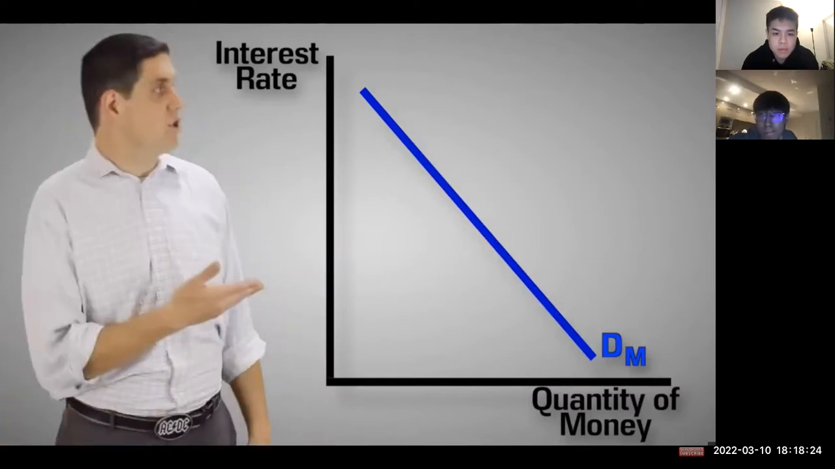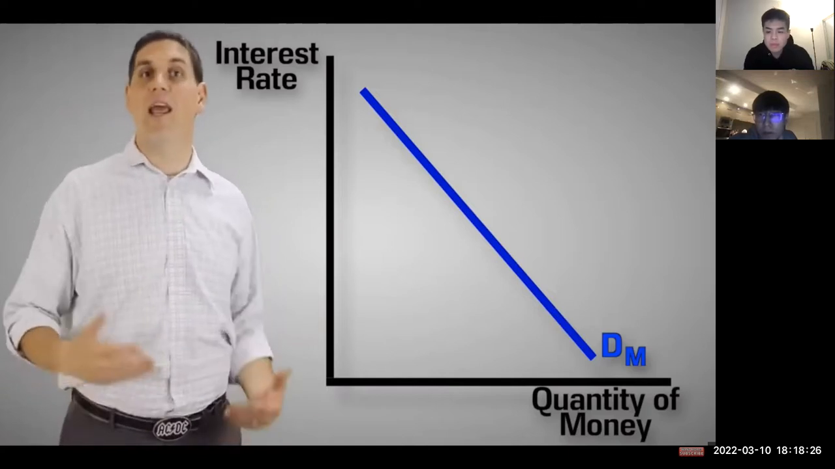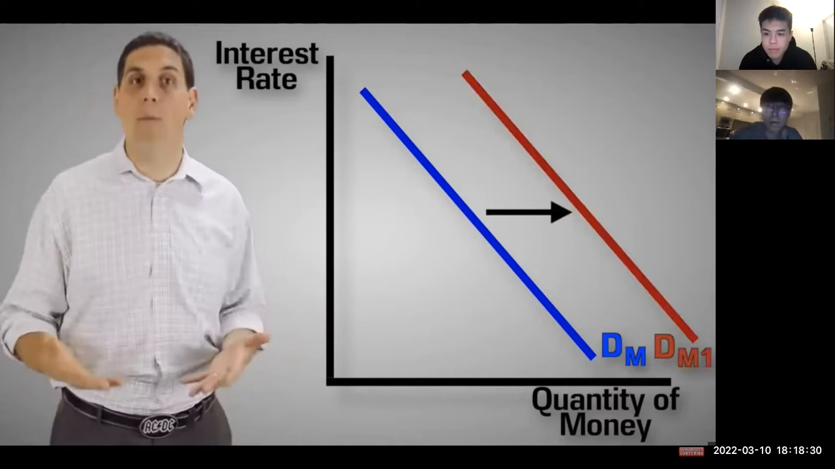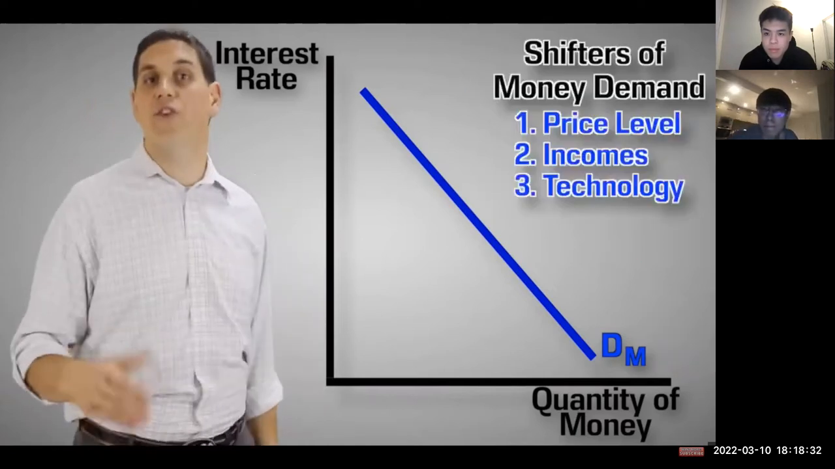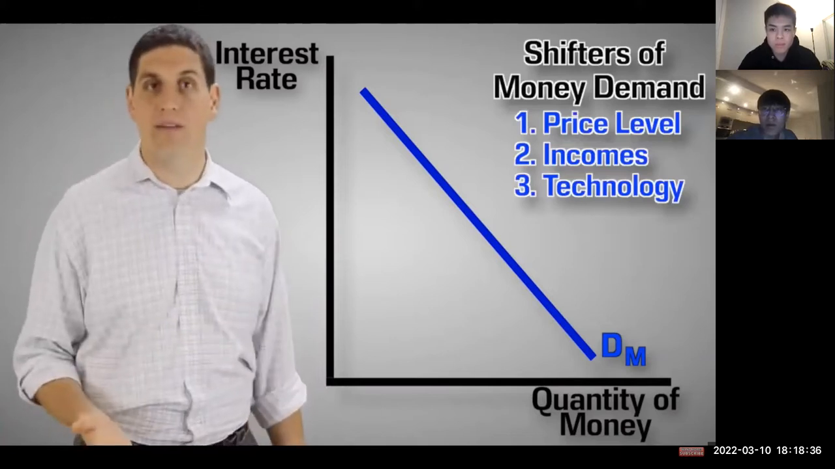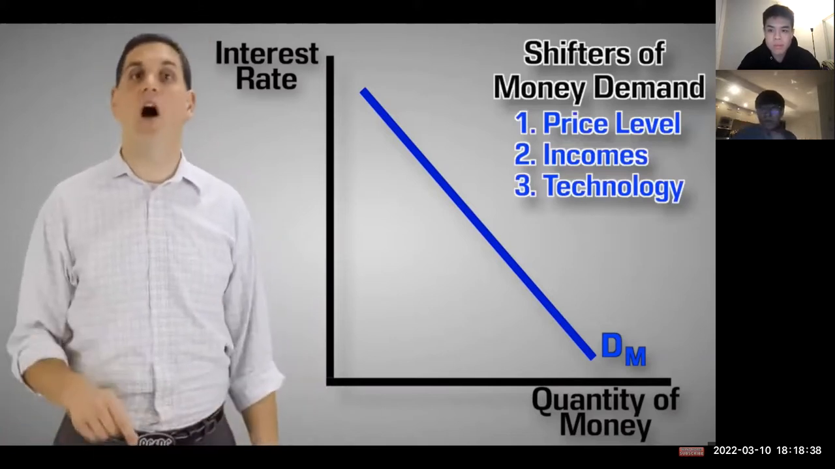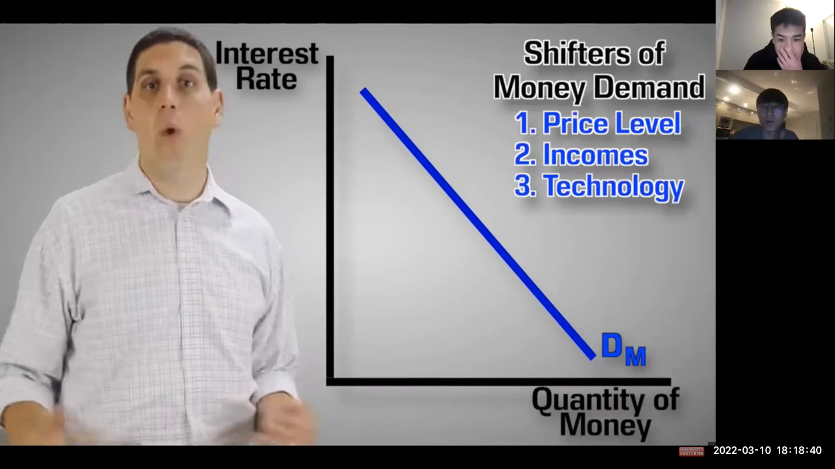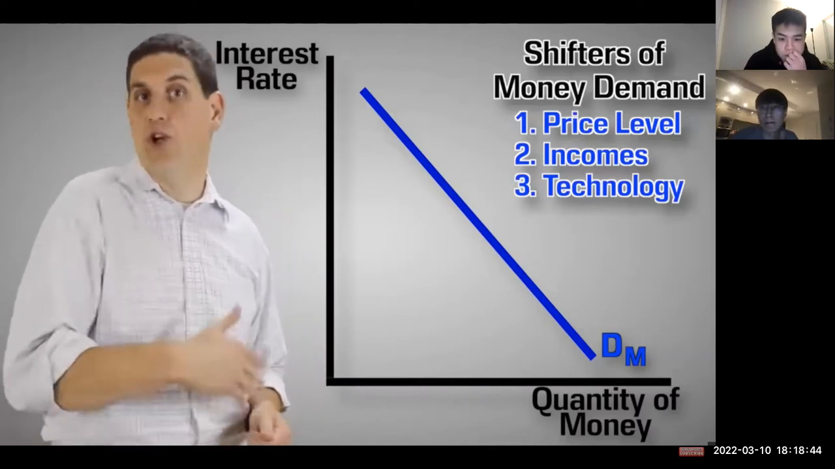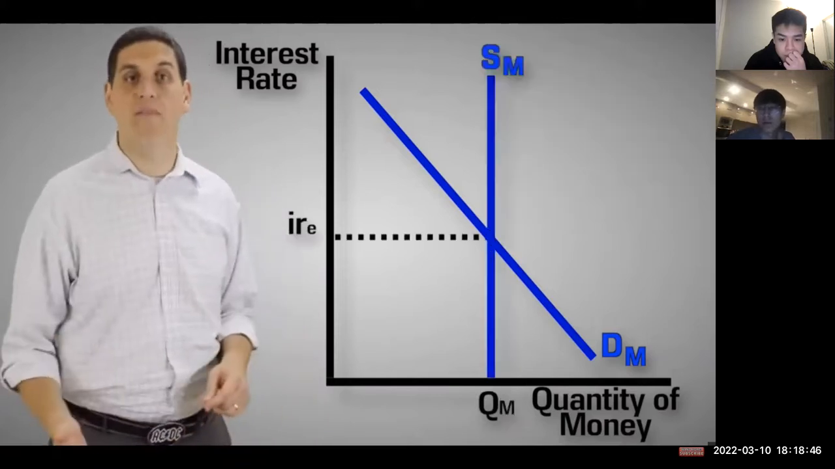Like all curves, this curve can shift. For example, if there's an increase in price level, there'll be an increase in the demand for money because people need more money for transactions. Another shifter is income. If income increases, the demand for money would also increase. Another shifter might be a change in technology in the banking system. For example, the widespread use of credit cards has decreased the demand for money because people can use their credit card instead. Now let's look at the supply of money.